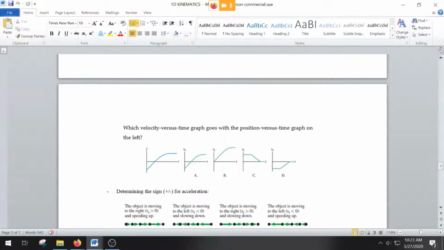So again, always look at the slopes. Don't get thrown off by the fact that this object starts with negative displacement. All you care about is what is the sign of this slope here? It's positive and it's constant. That's why we know it's got to be C.